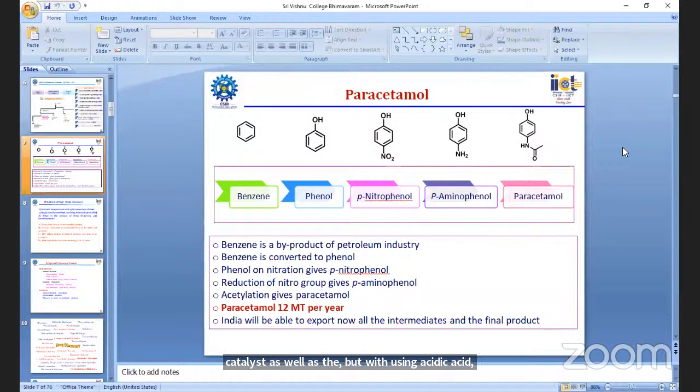So India will now be able to export the intermediate as well as the final product. Once upon a time, we used to get the raw material from outside, but now we are able to do everything in India. So this is drug enhancement and drug development. It is a simple compound, and I would like to go to complex molecules in later slides. Thank you, sir.